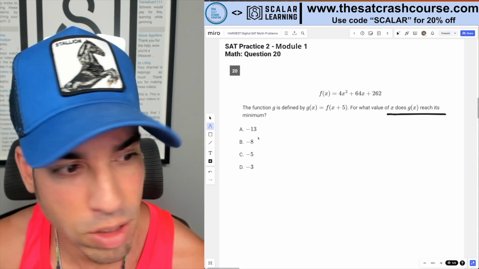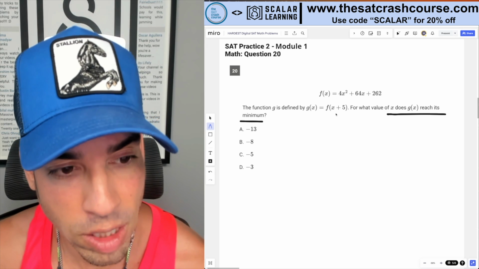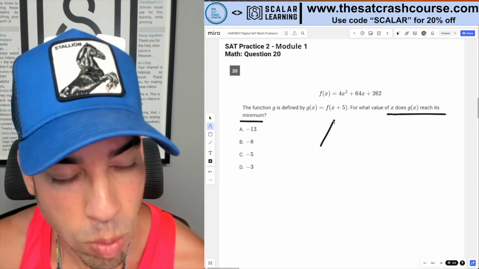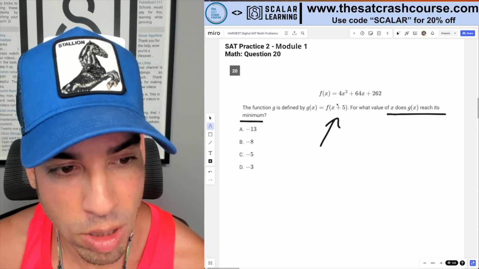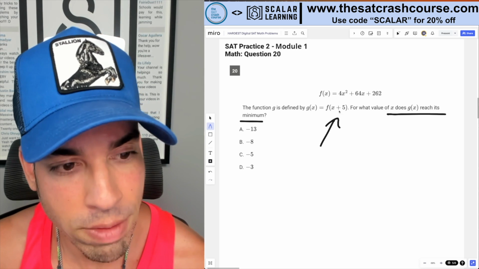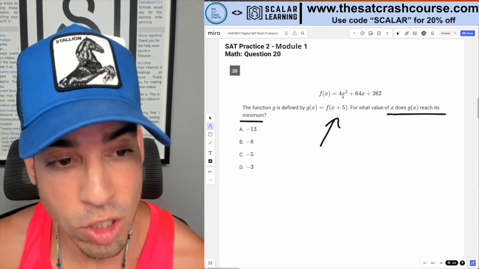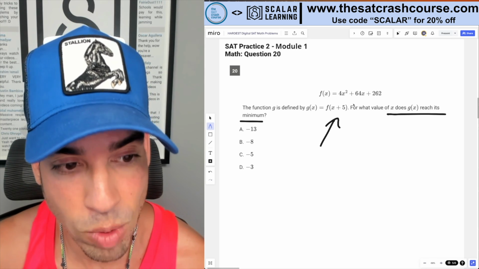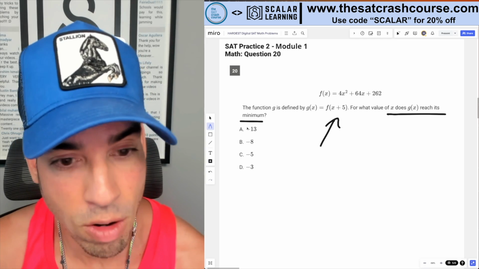The function g is defined by g of x is equal to f of x plus 5. For what value of x does g of x reach its minimum? So I'm going to show you how to do this actually using a combination of applying what this precisely means and Desmos. So let me show you. What they're saying is g of x is equal to f of x plus 5, meaning with every position with x, they're going to replace it with x plus 5. So let's plug that into Desmos now, and then we're going to use that to find our minimum value.